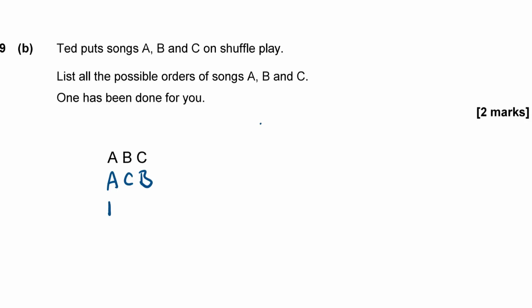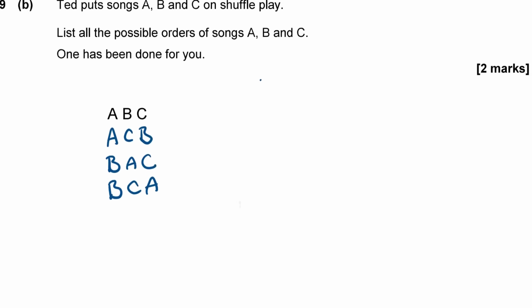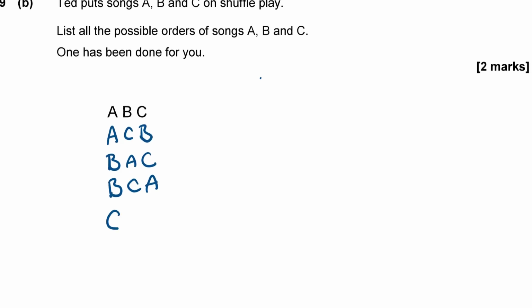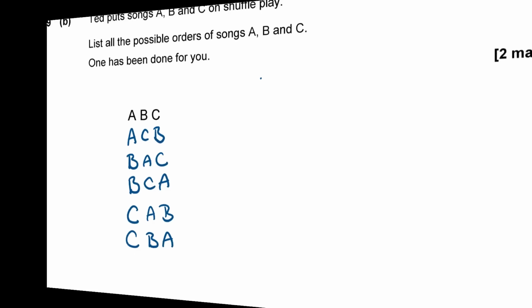Now what happens if we start with B? I could have B then followed by A and then followed by C, or I could have B followed by C followed by A. They're all the outcomes starting with B. So then let's try C. If I start with C, then I could have A next and then B, or I could have B and then A. So altogether I've got 1, 2, 3, 4, 5, 6 different orders I could play those 3 songs in.